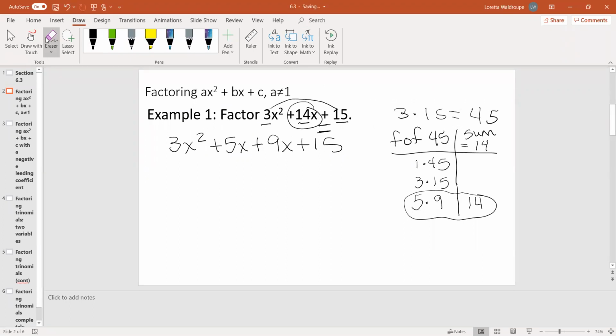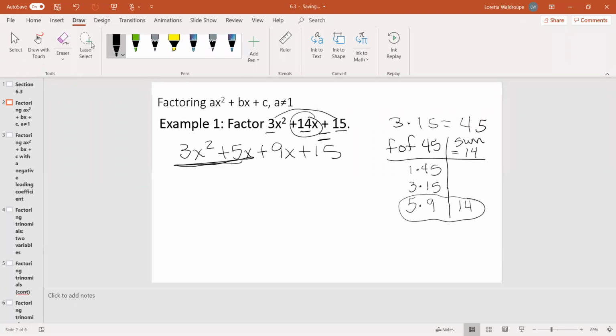Okay, so now we have a polynomial, but it's got 4 terms. So you're going to group, looking at the first 2, what's in common. Well, when I look at those 2, I see an X in common. So I can take an X out of those 2. If I divide by X, here I have 3X plus 5. Look at the second 2. In those 2, I have a 3 in common because 3 goes into 9 and 15. And I'm left with 3X plus 5.